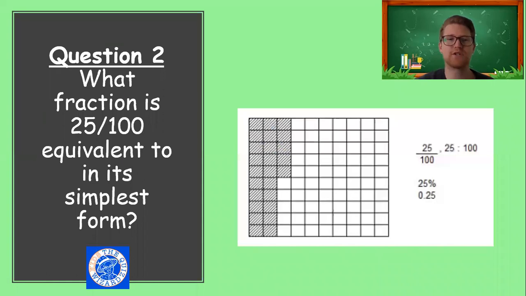Question 2 is a maths question. It's about fractions. What fraction is 25 hundredths equivalent to in its simplest form? There's a picture clue here to show you how 25 hundredths is represented, or can be. We have had a look at fractions in a previous quiz, so think about what you might need to do to the top number, the numerator, and the bottom number, the denominator.